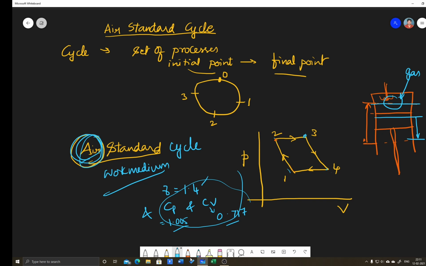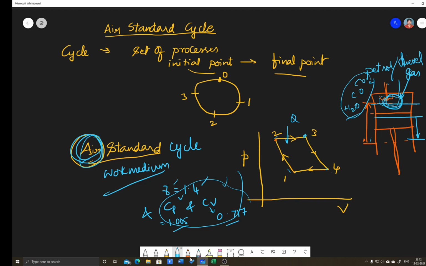But in real case, what happens is after 1 to 2, after compression takes place, heat will be added by injecting petrol or diesel. After combustion, what happens? The petrol and gases will be burned, and carbon dioxide, carbon monoxide, steam will be produced and will be mixed with air. This air gets contaminated after heat addition. That is why the properties of Cp, Cv and gamma will change.